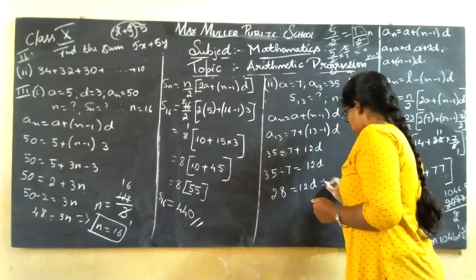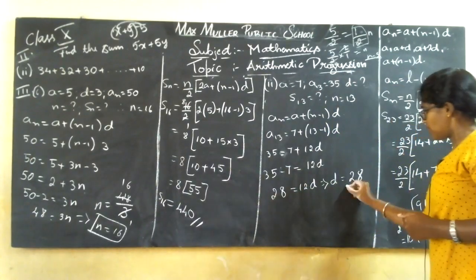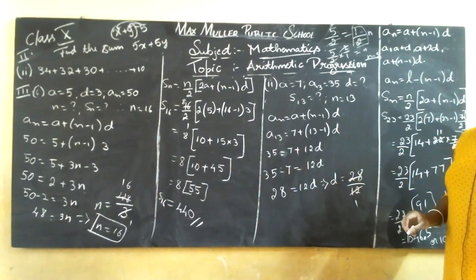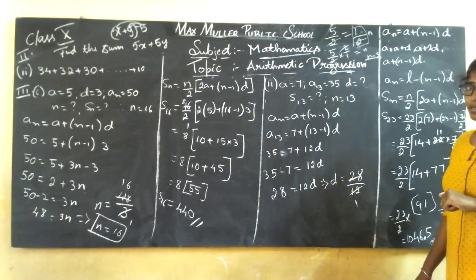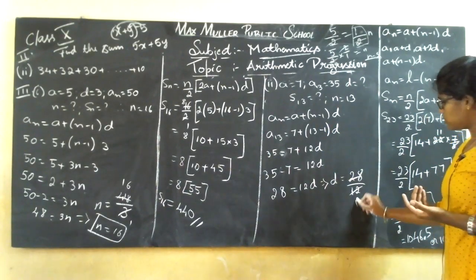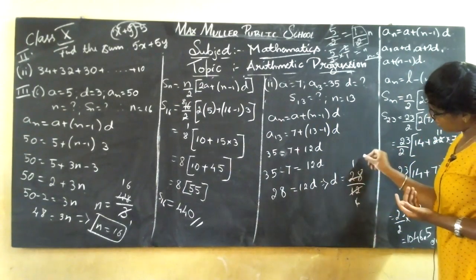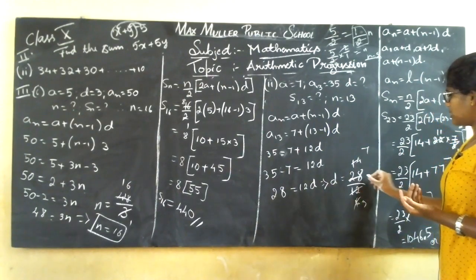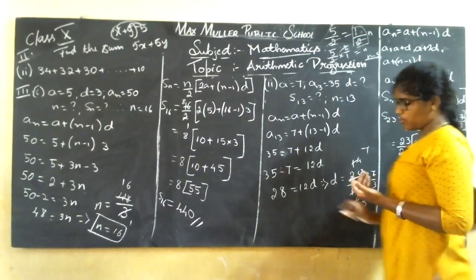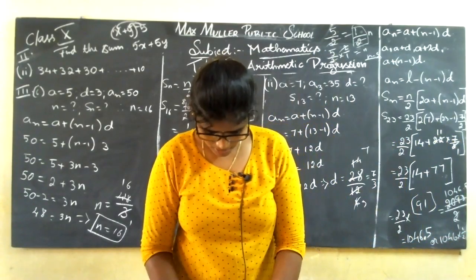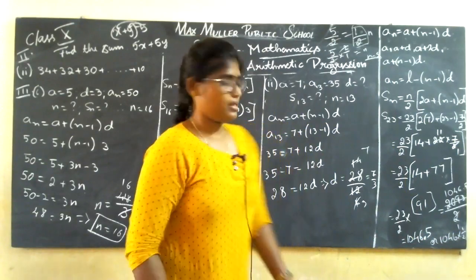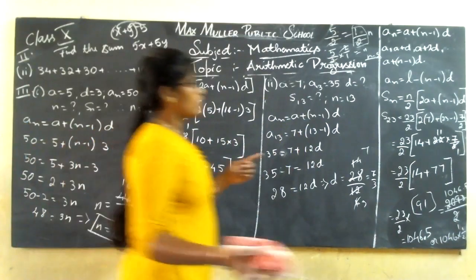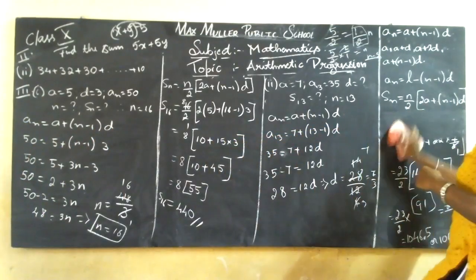So the value of d is what, children? 28 divided by 12. How much are 28? Does 12 in the 12 table for 28 go? No. So you get the d value as 7 by 3. What is the d value you get? 7 by 3. Now you got the d value of 7 by 3. You are going to substitute in the Sn formula. Formula is here only. I'll substitute here.